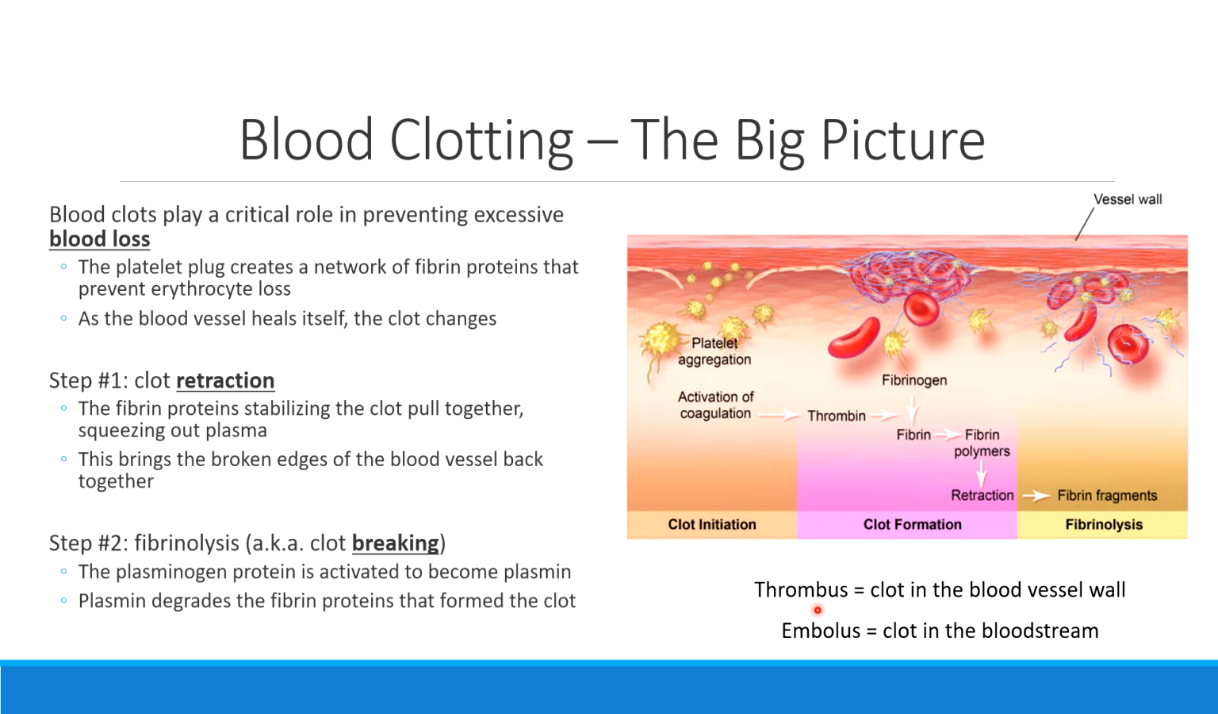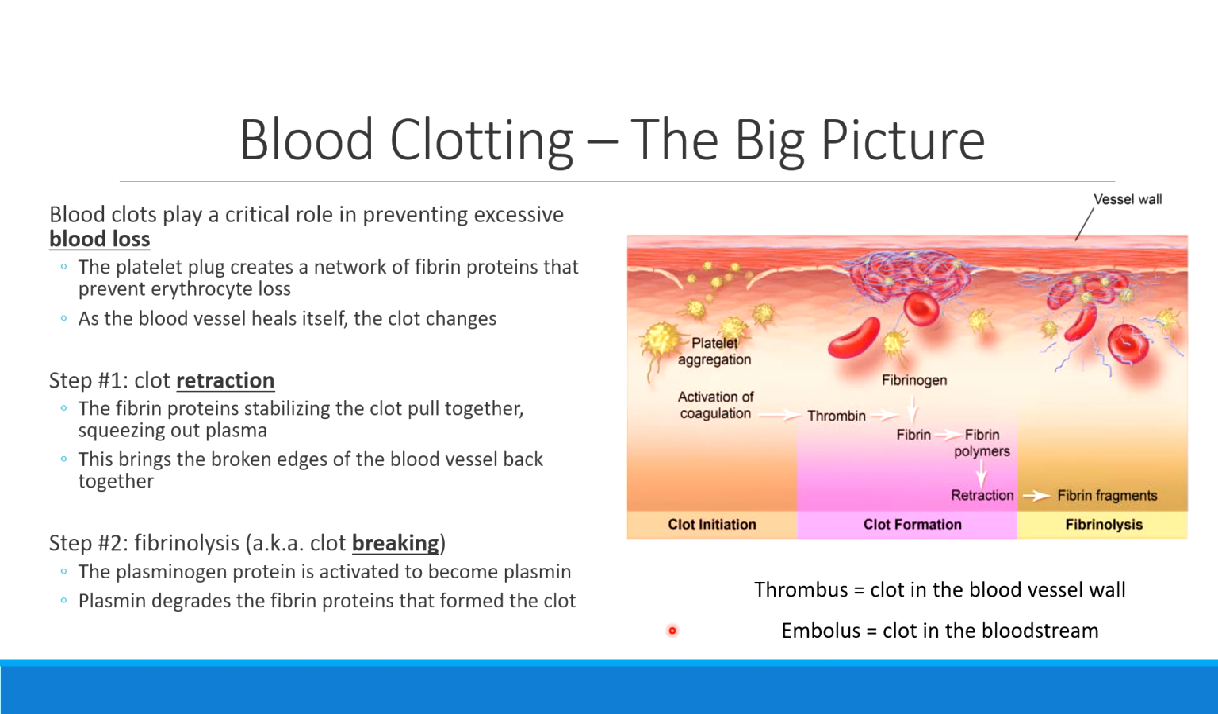What's not good and fine for us is what we call an embolus. An embolus is when I make a blood clot that's not lodged in a blood vessel wall. That blood clot is floating around in the bloodstream. If I have an embolus floating around in the bloodstream, this clot can actually block blood vessels that are taking oxygen-rich blood to other parts of the body.